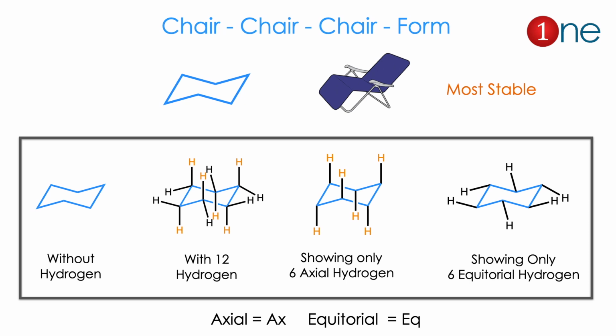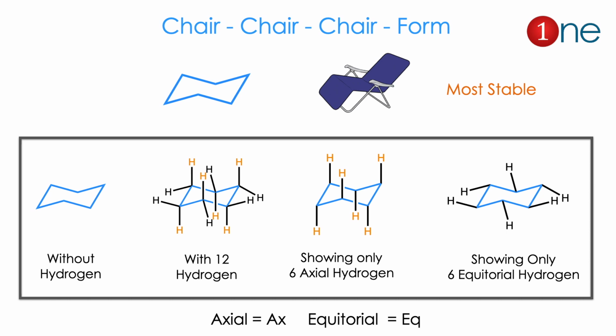Let us understand the chair form better. Why is it called chair? It looks like a chair, that's why it's chair. You will study the chair form because it is more stable. Without hydrogen the chair form is simple. With hydrogen there are 12 hydrogens, difficult to understand. That's why I separated axial and equatorial hydrogens. There are 6 axial hydrogens and 6 equatorial hydrogens.